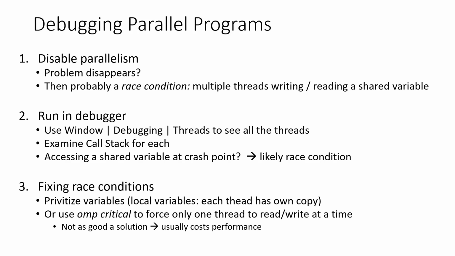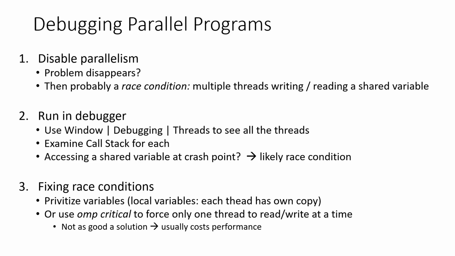for where it gets stuck, for where it crashes. It's likely a race condition when multiple threads are writing to the same position. And then we fix the race conditions either by privatizing the variables, by making them into local variables, or we can use the OMP critical to force that only one thread can do this at once.